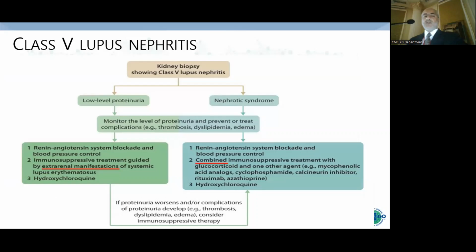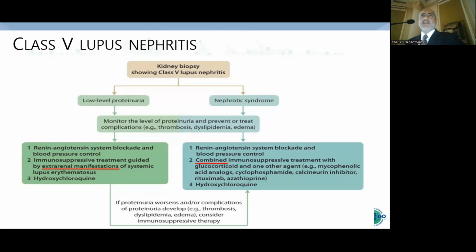Class 5 lupus nephritis also, if it is alone as isolated class 5 lupus nephritis, membranous nephropathy, or if it is combined with class 3 or class 4, sometimes we find the kidney biopsy showing combined proliferative lupus in addition to membranous nephropathy, and these patients should be treated aggressively also as isolated class 3 or class 4. But isolated class 5 depends also on the degree of proteinuria.